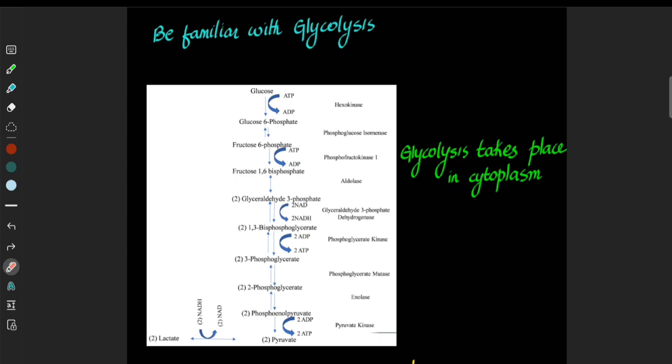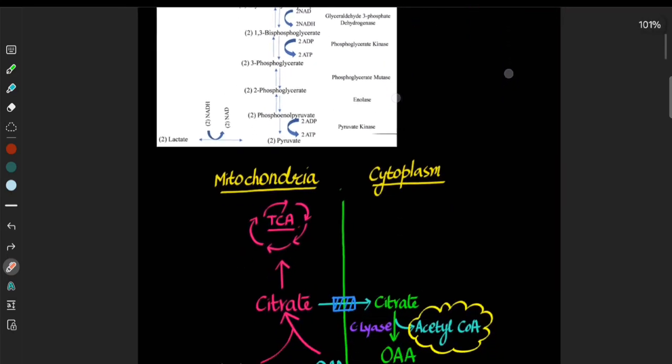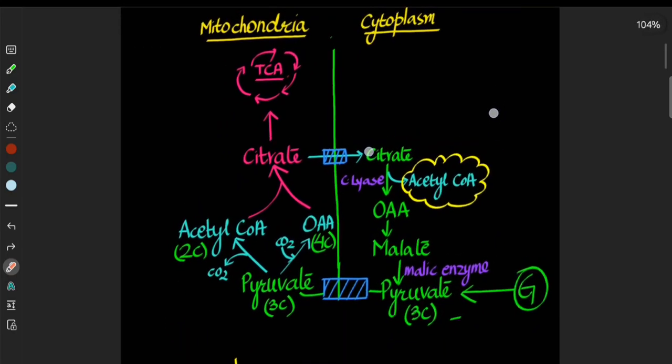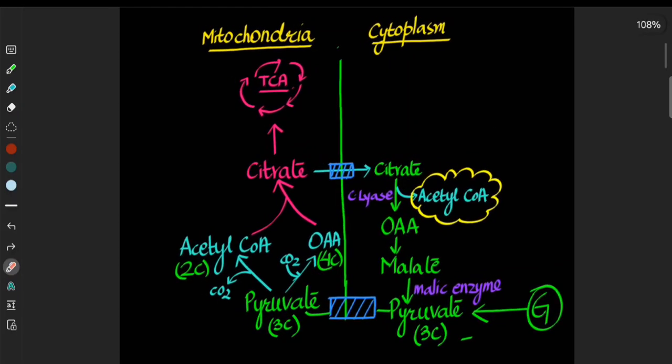So if you cannot remember all these steps, of course I'm sure you don't remember, but still, just remember that glucose finally converts into pyruvate. So now let me show you my diagram and try to explain what exactly is happening. As I show out here, the glucose is being converted into pyruvate, right? Which is a 3 carbon compound, and all this process is taking place in the cytoplasm.